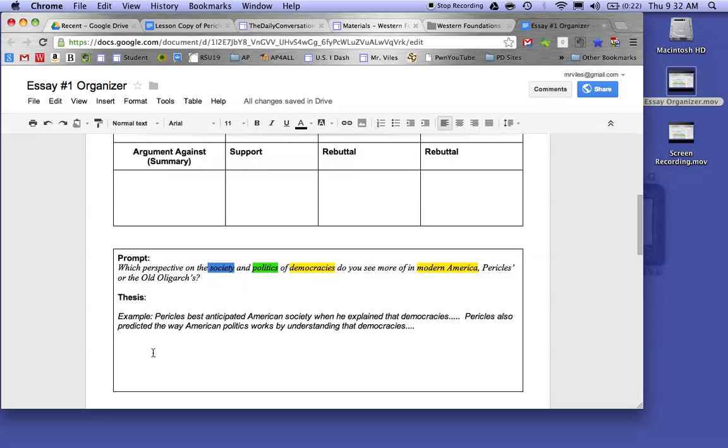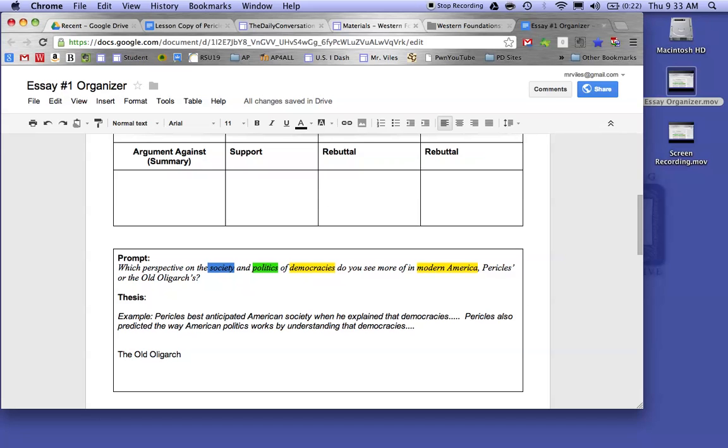Well, if someone asks you which perspective on society and politics of democracies do you see more of in modern America, Pericles or oligarchs, you want to get right there on the table as quickly as possible: the old oligarch, right? That establishes who you agreed with. Early on in your sentence, just like in my example, I tried to establish that I agreed with Pericles. If you were going the other way on this, you'd establish right off the bat you agree with the old oligarch. So the old oligarch, what?